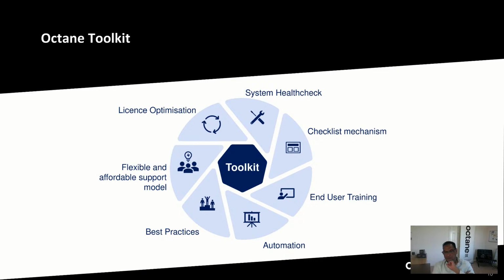But what I'll also talk about very briefly is what the Octane toolkit is in this space. We've got a number of things that we use to assist our clients, and these are available. You can pick and choose, or take the whole thing. We come with best practice. We've got a flexible support model. We've got a special team that does licensing and licensing optimization, so there is a fair chance that we'll be able to reduce the cost of licensing and the cost of running TM1 for you.